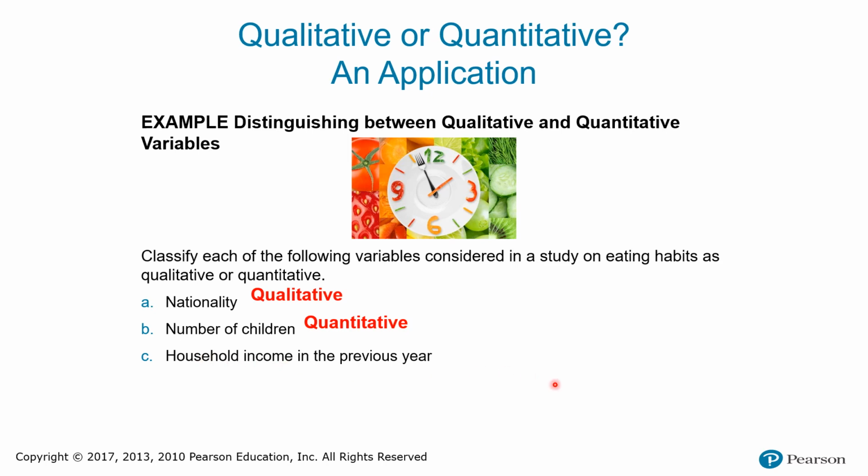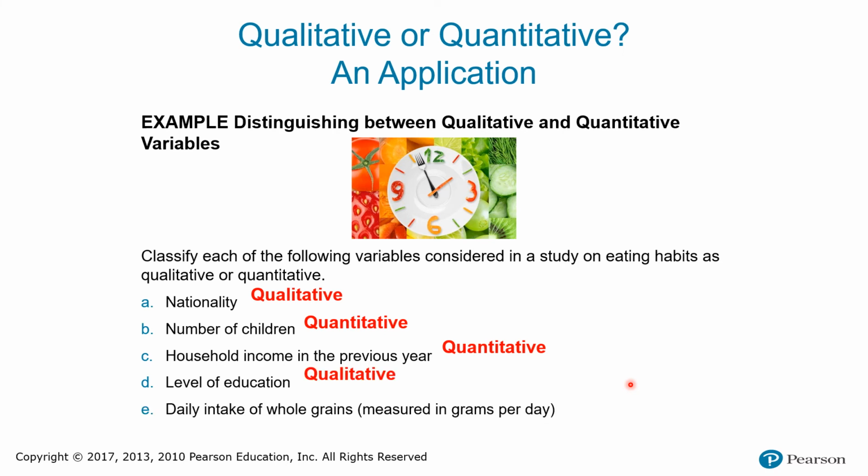Household income in the previous year. Again, that's going to be a number. If I perform an operation on it, will it give me a meaningful value? Yeah, it will, right? If you make $100,000 a year and I make $50,000 a year, I subtract those two values and find that you make $50,000 more than I do. That's a meaningful value. And it's a number, so it's quantitative. Level of education, right? Freshman, sophomore, junior, senior. Well, if I ask you your level of education, you're not giving me a number, so that's qualitative.